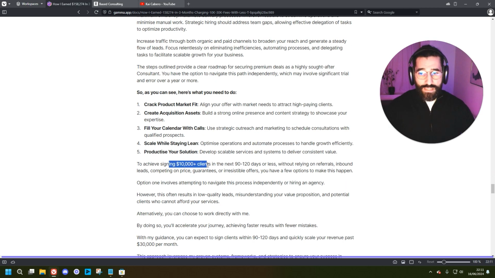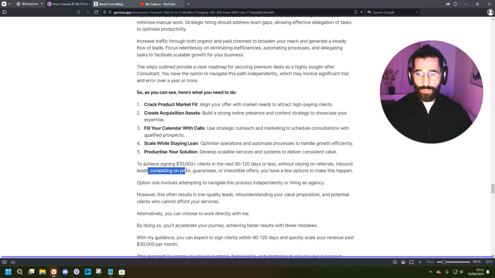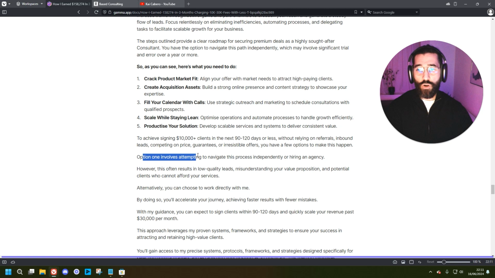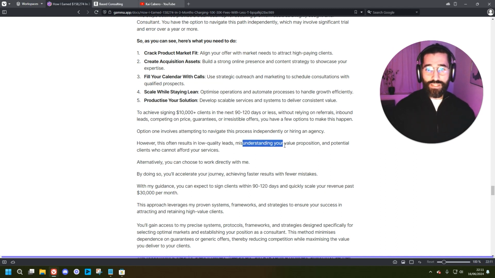To achieve signing $10,000 plus clients in the next 90 to 120 days without relying on referrals, inbound leads, competing on price, guarantees, irresistible offers, you have a few options to make this happen, right? So option one involves attempting to navigate this process independently or hiring an agency. However, this often results in low quality leads, misunderstanding your value proposition, and potential clients who cannot afford your services, aka you're just going to be wasting time.